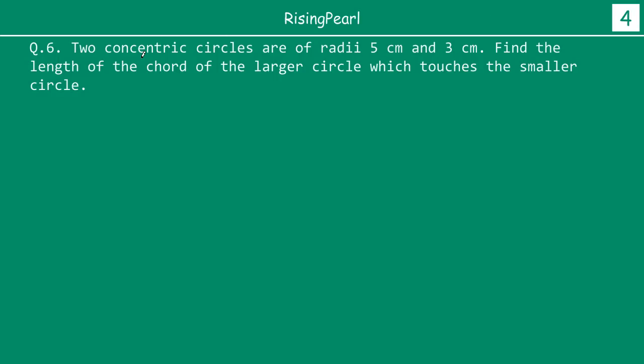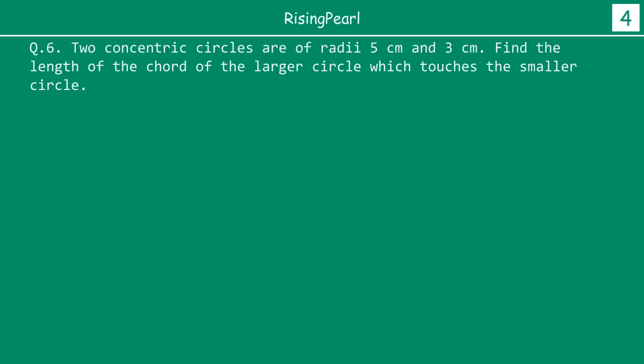We have 2 concentric circles of radii 5 cm and 3 cm. Find the length of the chord of the larger circle which touches the smaller circle. So there are no shapes or figures given to us. So friends, like I had mentioned earlier, we have to be very careful, understand what the question is saying, and then draw the figure appropriately.